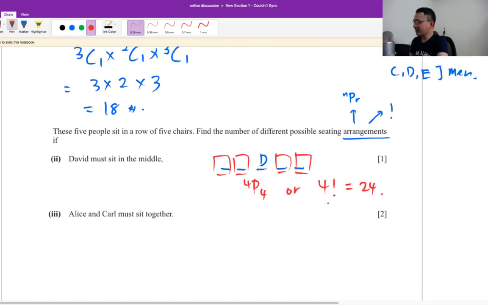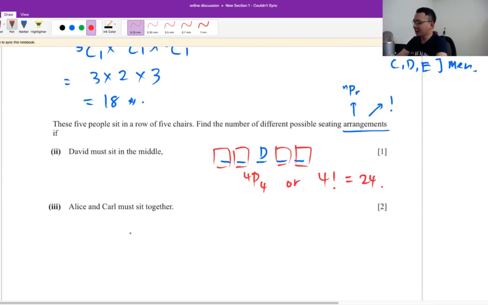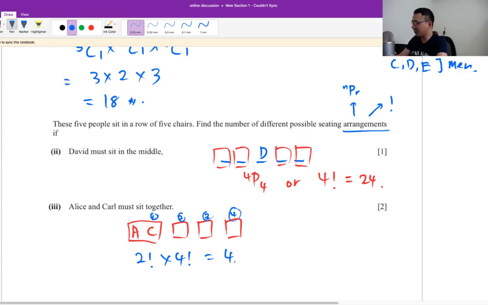Okay, then they say A and C must sit together. So for A and C, I'm going to group them as 1. So we still have 3 more persons, 1, 2, 3. Since A and C can still swap places among themselves, it will be 2 factorial. And right now you have 1, 2, 3, 4 units that you can arrange among them, so multiply by 4 factorial. So it should be 48. Alright, it's quite simple, this permutation question.